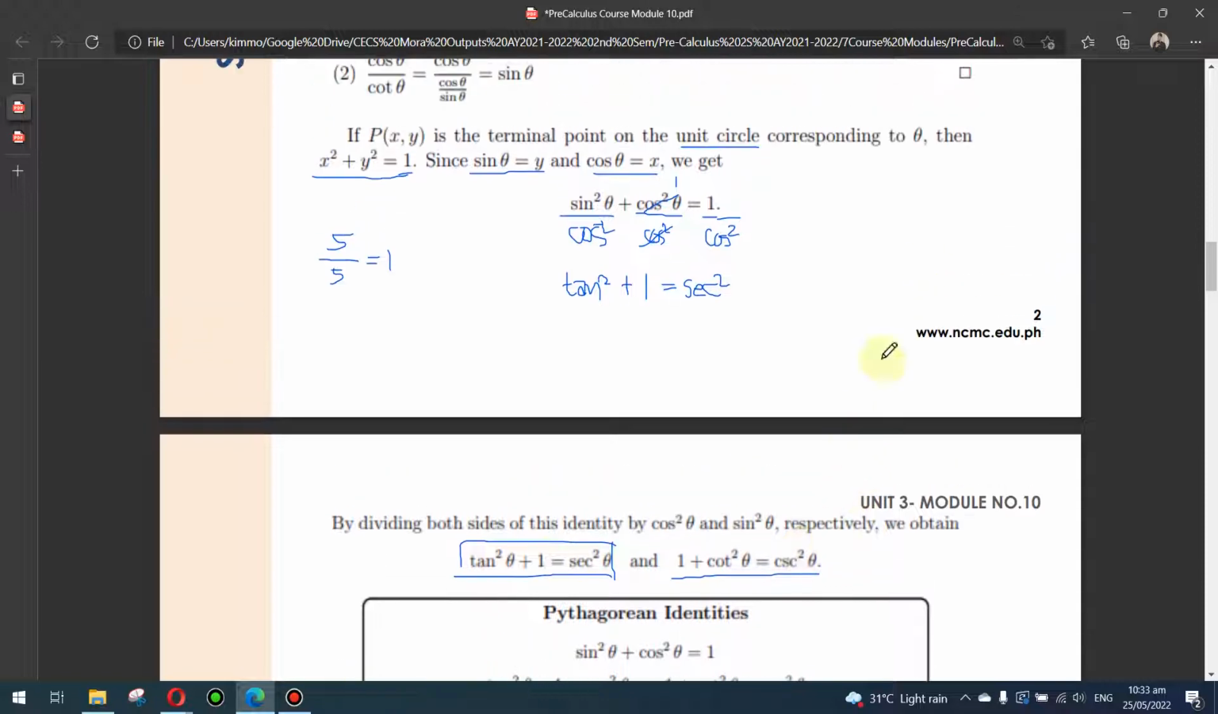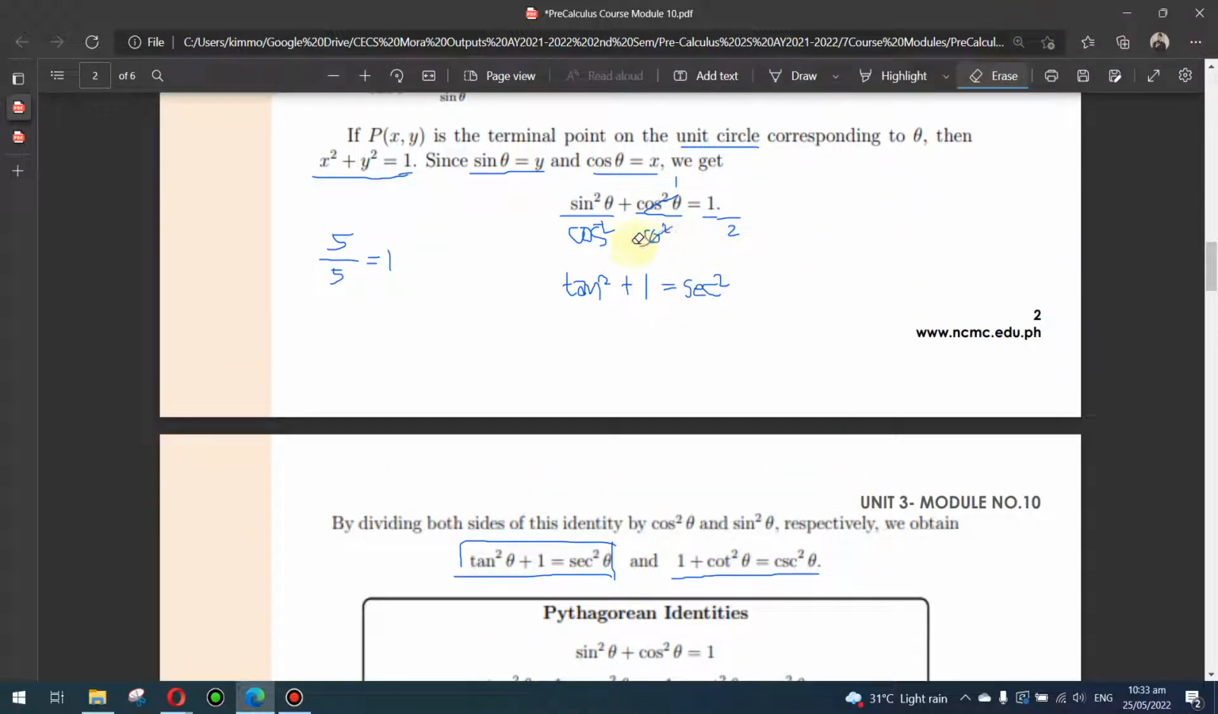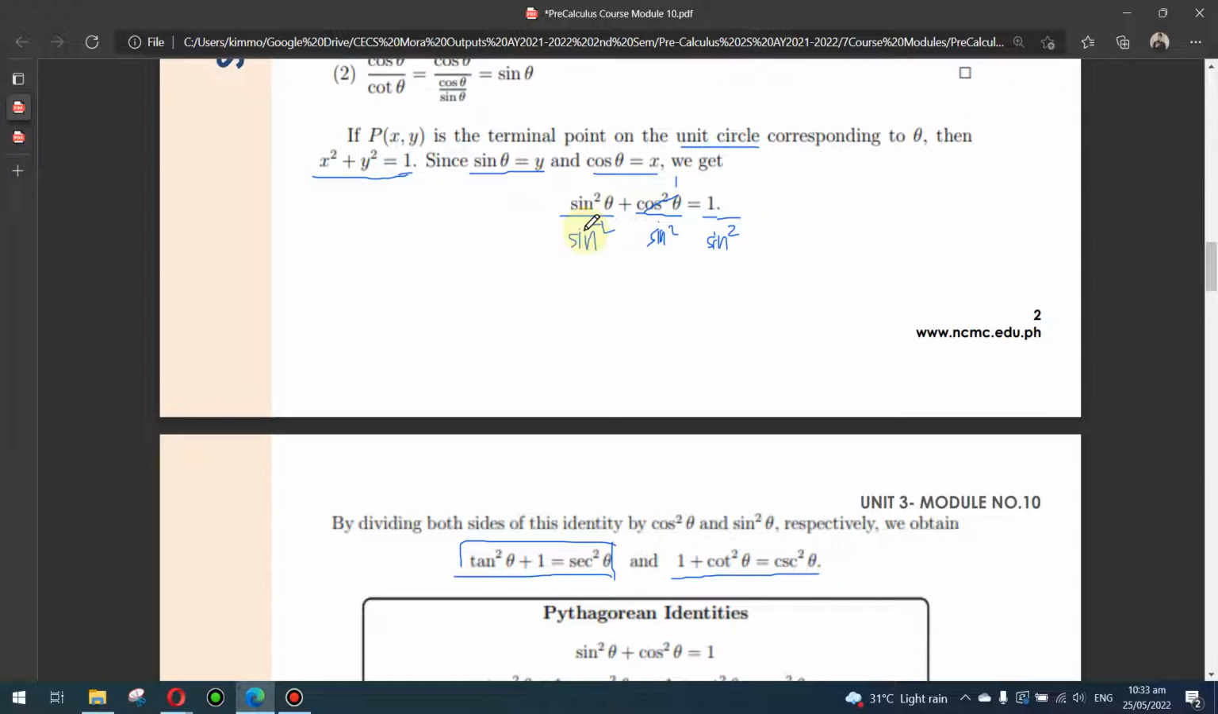So how about if we divide the whole equation by sine? So instead of cosine squared, we divide by sine squared. What do we get? So this is sine squared, this is sine squared, and this is sine squared. So sine squared divided by sine squared is 1, okay, that is 1. The numerator and denominator are the same, so they cancel.